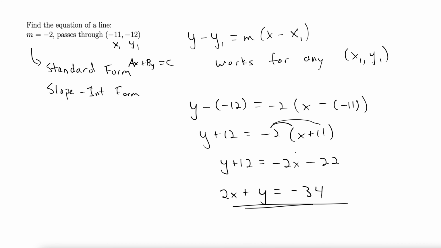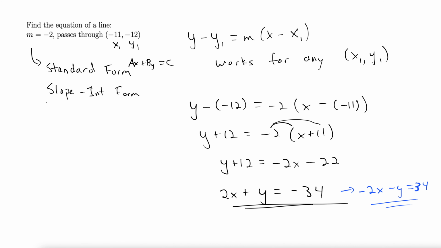The thing about standard form is there's an infinite number of ways you could write it. For instance, let's just look at something simple. I could multiply both sides by -1. That would give us -2x minus y equals 34. Different answer, but the same line, also in standard form. So that's why sometimes standard form isn't the best way to write these lines, and instead we use slope-intercept form.